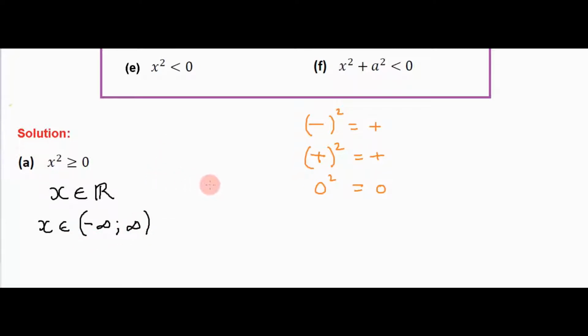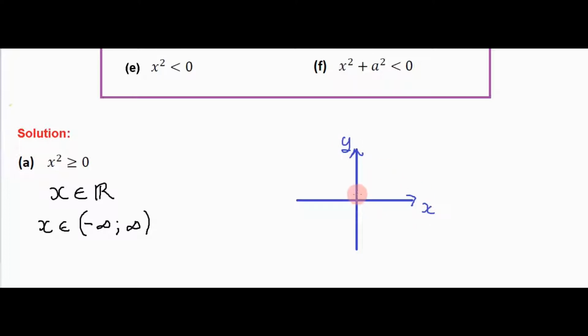Now, to get more insight into this inequality, let's look at it from a graphical point of view. So we're going to draw the graph of y equals x squared. So let's do that. We know that the graph of y equals x squared is a parabola, and it looks something like this.